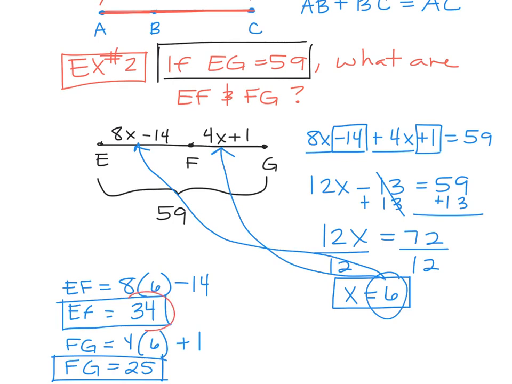Do you see a good way to check your answer? Yeah, without even technically plugging it in. Take those two, add them together. Do you get the 59 that they gave you initially? And you do, so we know we got it right. Okay? Questions on that? That is segment addition postulate.